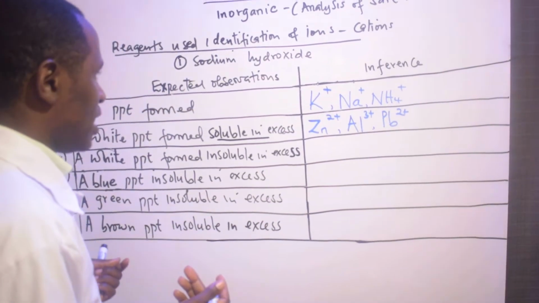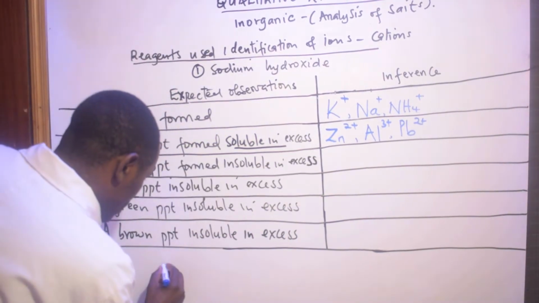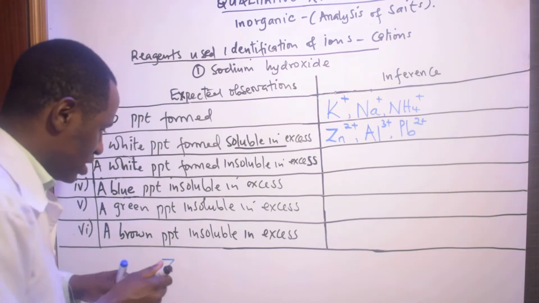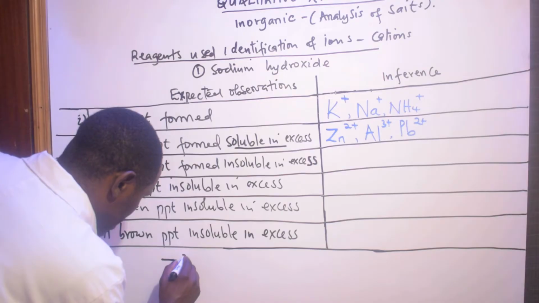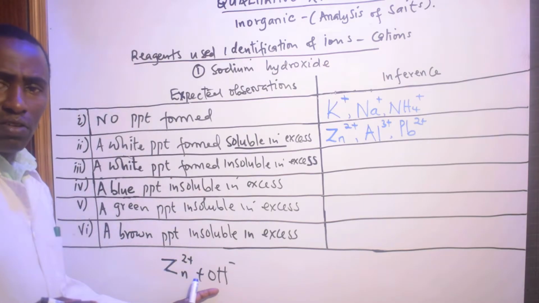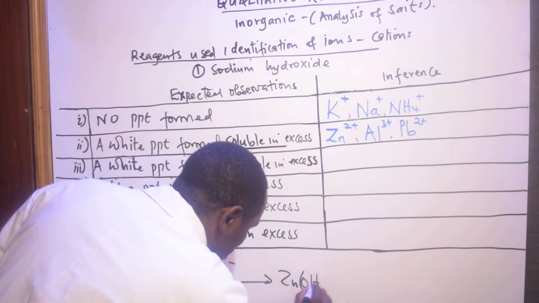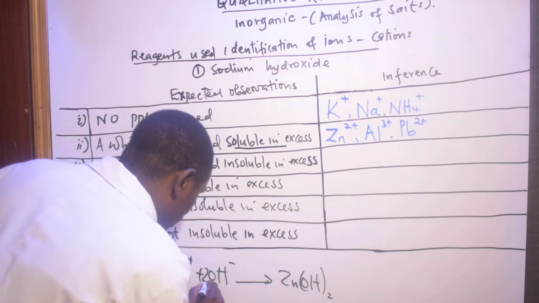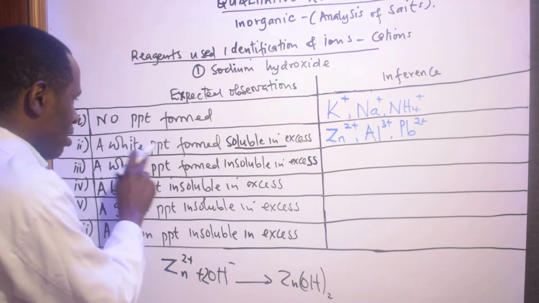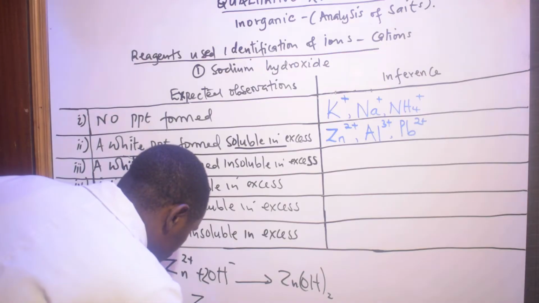Now, for the sake of understanding, let me just mention something about zinc here, just to explain exactly what is happening. If I have zinc ions and you add a few drops of hydroxide ions, it actually forms zinc hydroxide. Look at that. It forms zinc hydroxide. This is the white precipitate.